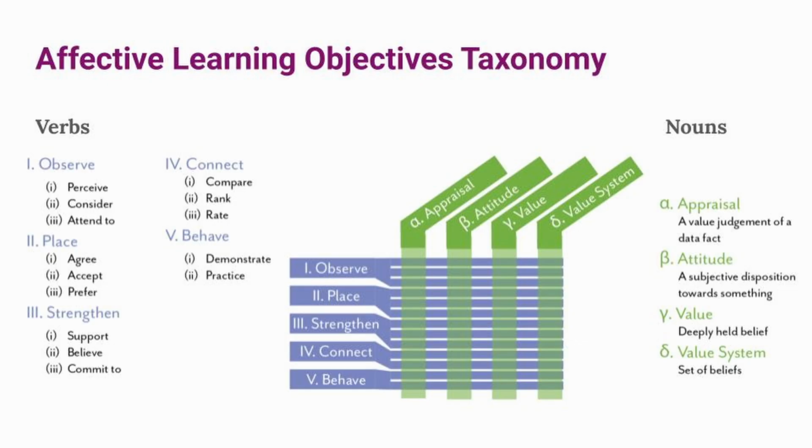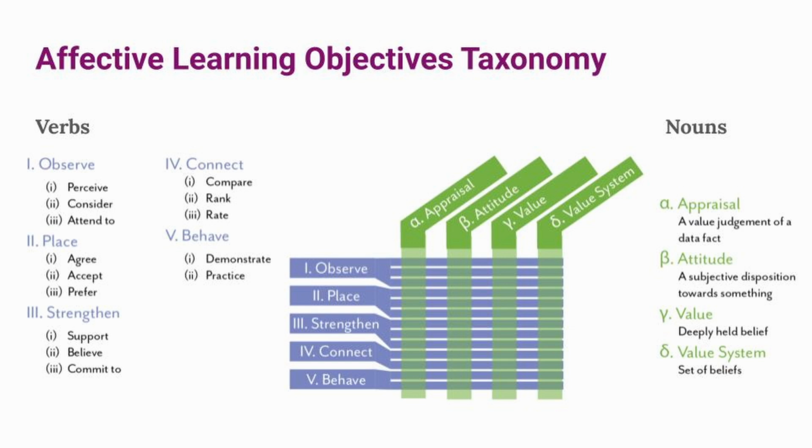Similar to the cognitive objectives, there's also a taxonomy of verbs and noun types for the affective objectives. The verbs start at a basic observe, where the goal is just to make the viewer aware of a belief, and then agree with it, support it, compare it to other beliefs, and finally, to take action in line with that belief. The nouns start at appraisal, which is the value judgment of a data fact.